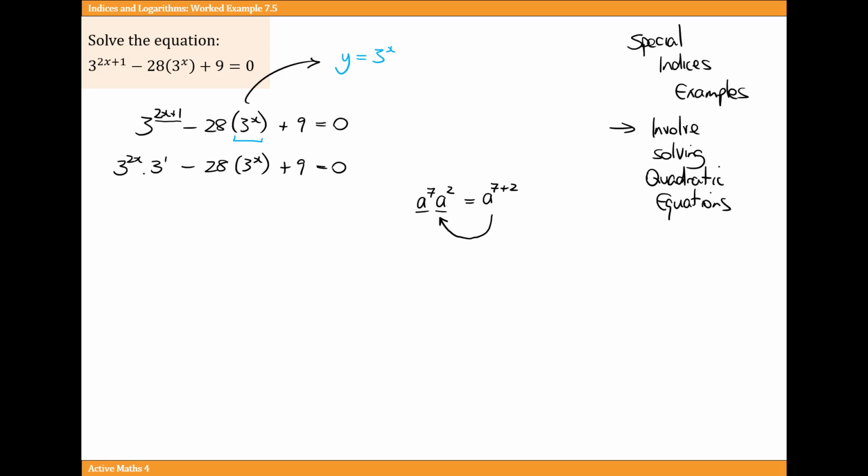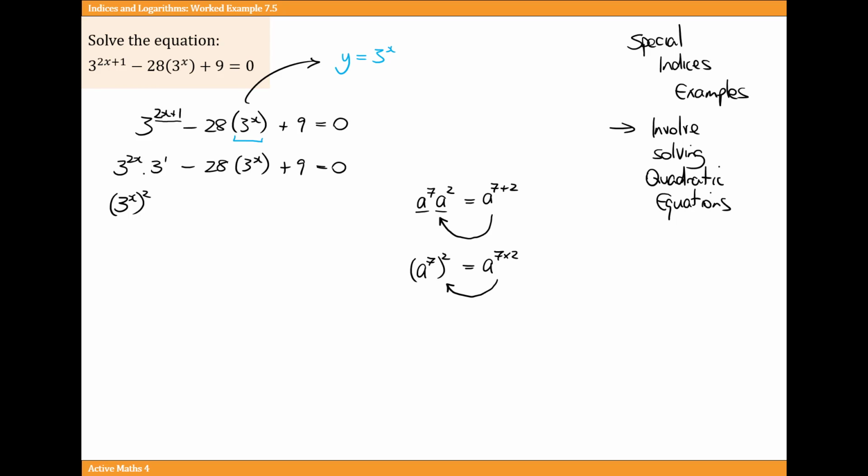Now we're trying to get a 3 to the power of x in this first little bit, and we don't have that just yet. But I can replace the 3 to the power of 2x with 3 to the power of x squared. So again, if we had a to the power of 7 squared, we know that we can say that that's a to the power of 7 times 2, which is 14.